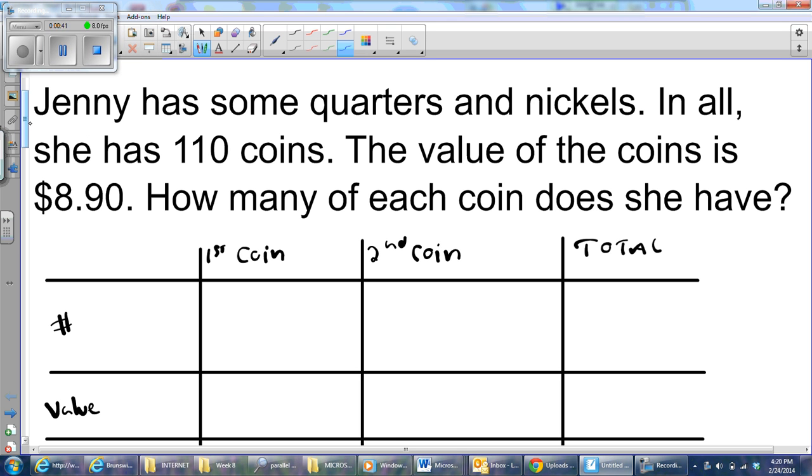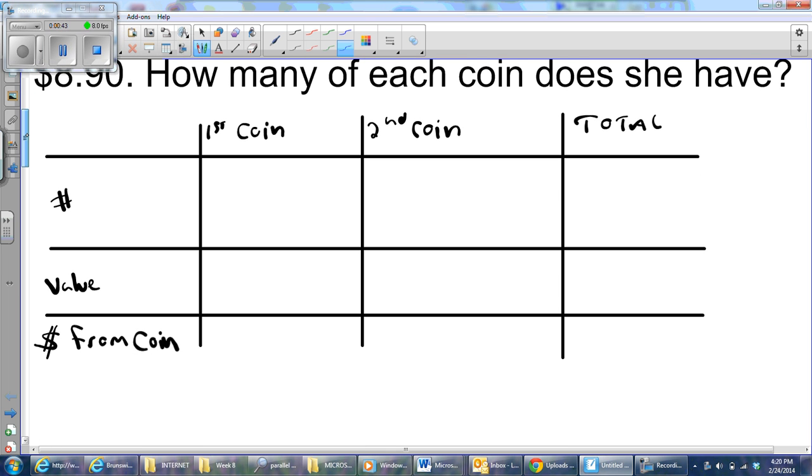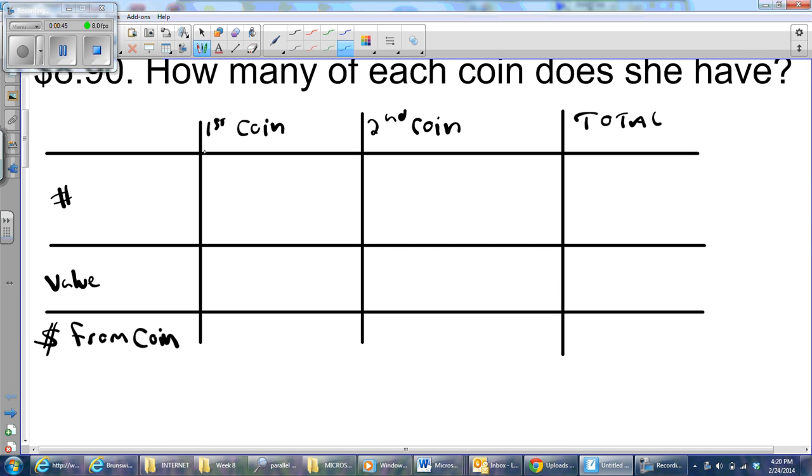All right, I'm going to set up my chart just like I did with the chemistry problems. I had first bottle and second bottle; today I have first coin, second coin, total. I'm concerned about the number of the coins, their value, and the actual money from the coins. How many quarters does she have? We don't know. How many nickels? We don't know. How many total coins? She has 110. The first equation is simply Q plus N equals 110.